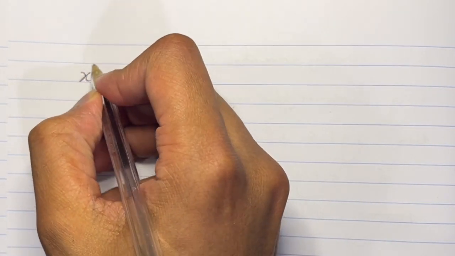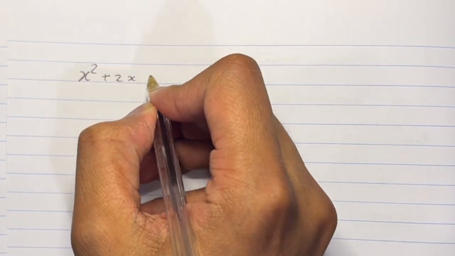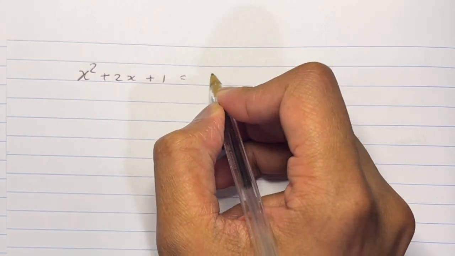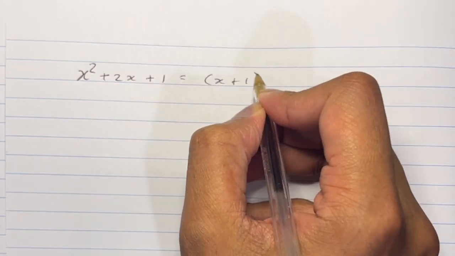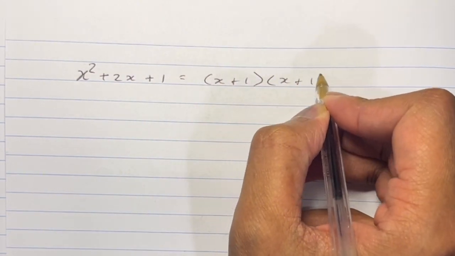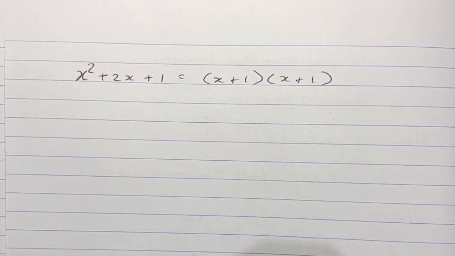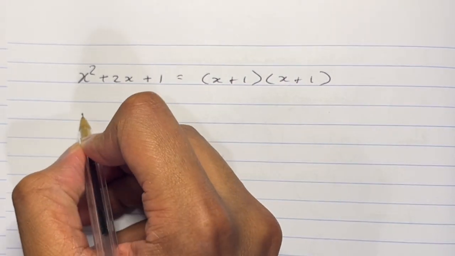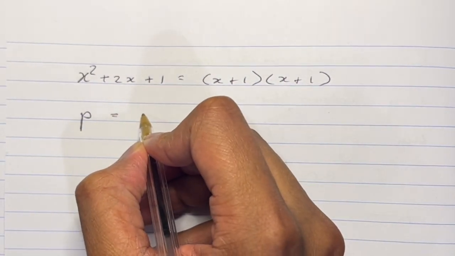So for example, a polynomial of degree 2 like x squared plus 2x plus 1 can be factorized into x plus 1 times x plus 1. There's two linear factors. Okay, so now let P be a general polynomial.